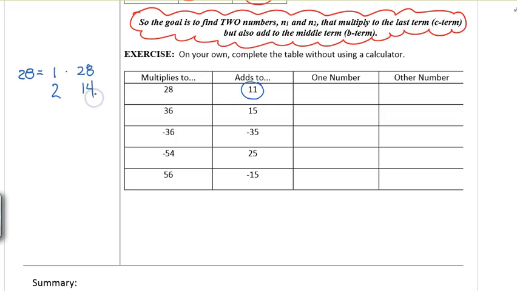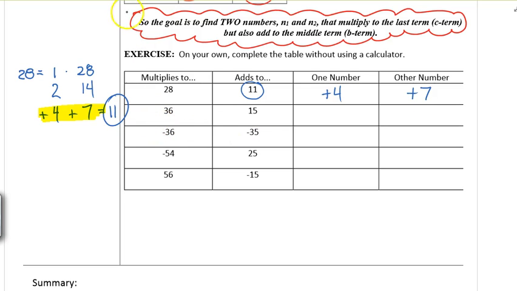2 and 14. Well, 2 and 14 can add to 16. If I had a negative 2 and a negative 14, they would add to negative 16, but that's not 11. So let's keep going. 3 doesn't go into 28, but 4 sure does. And ding, ding, ding, plus 4 plus 7 equals our target of 11. So those two numbers are the winning numbers. It doesn't matter if you put the 4 first or the 7 first, order doesn't matter.